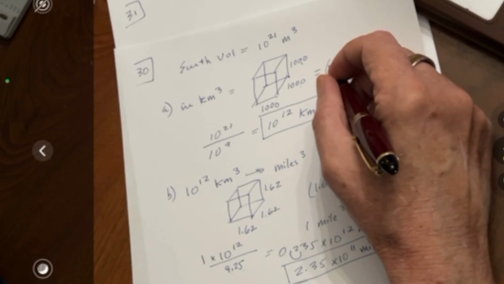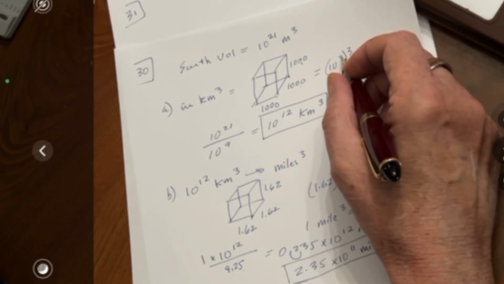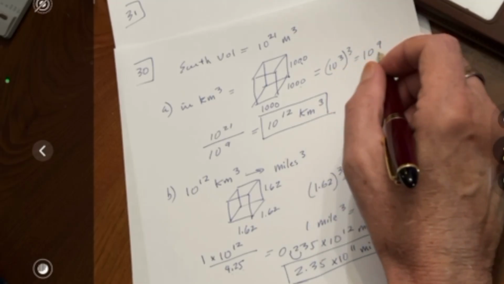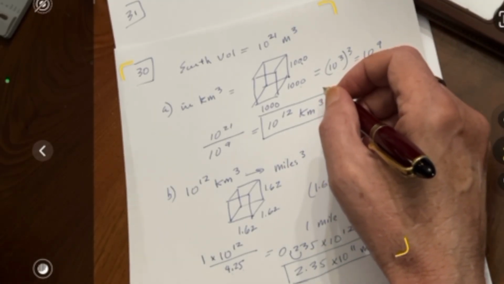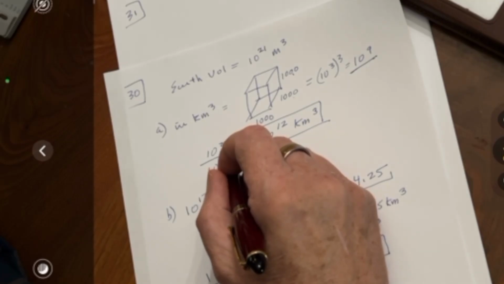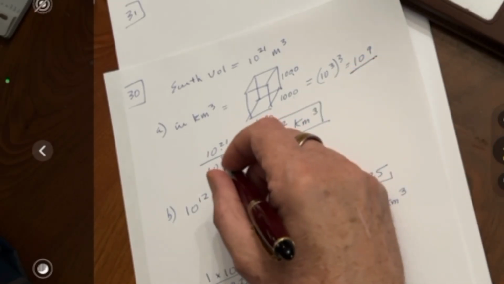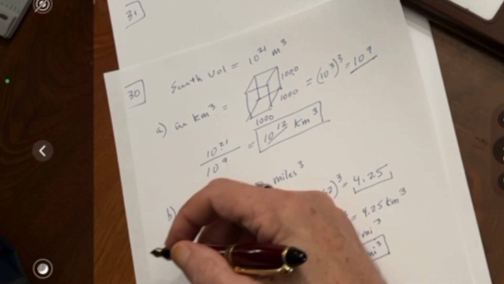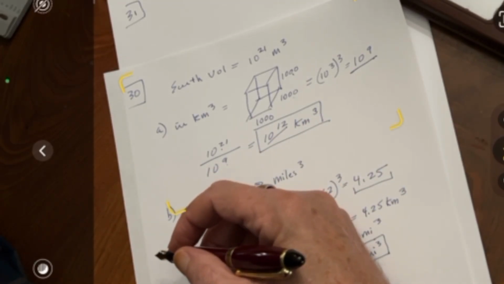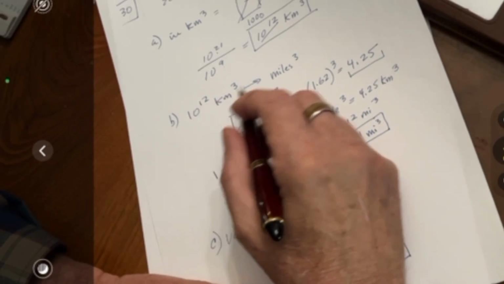So we've got 10 to the 3, and then we're going to cube it with 3. Now when you raise an exponent to an exponent, you multiply them, so that ends up as 10 to the 9th. So 10 to the 21 divided by 10 to the 9th means that we take 21 and subtract 9 from it, and we get 10 to the 12th cubic kilometers. Pretty straightforward. Next, we need to convert cubic kilometers to miles.